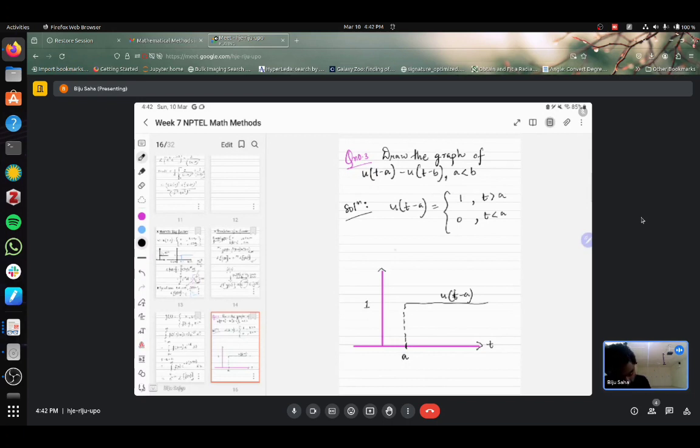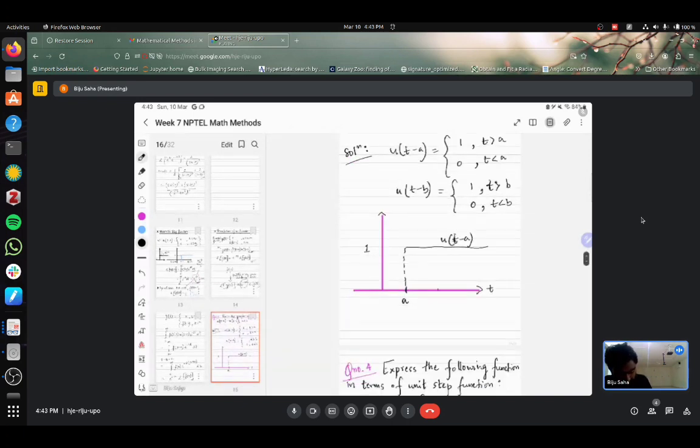Now let us go towards the next term. That says that for t greater than b, it is 1, and for t less than b, it is 0. And we are told that b is greater than a, so obviously b lies somewhere here. So from this definition, let me pick a different color. For t greater than b, this is my definition of u(t minus b).